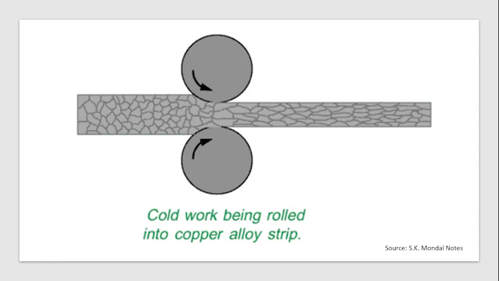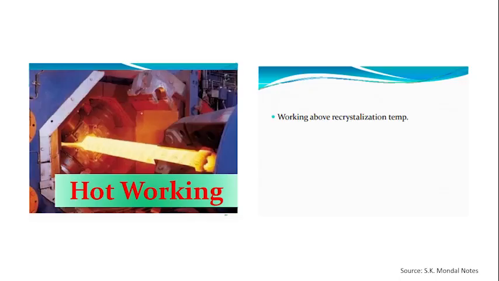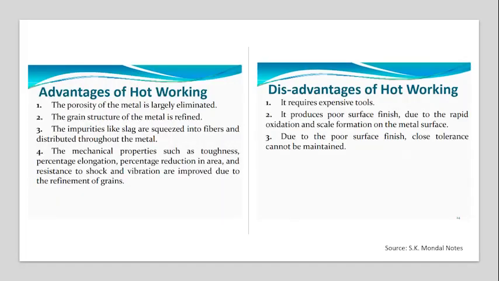So what kind of grain will you form? Suppose you are doing rolling; then in rolling your grain will be elongated in the rolling direction. That is what is shown in this diagram because it is cold working. In hot working, that we will see also. So what is hot working?